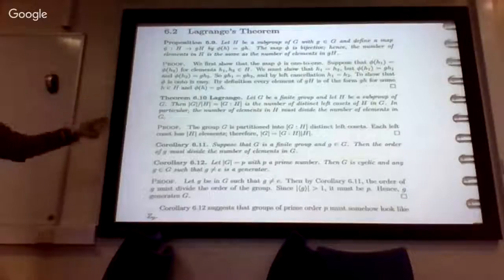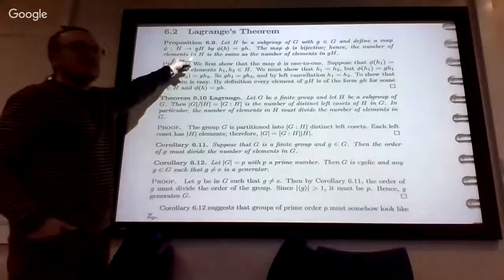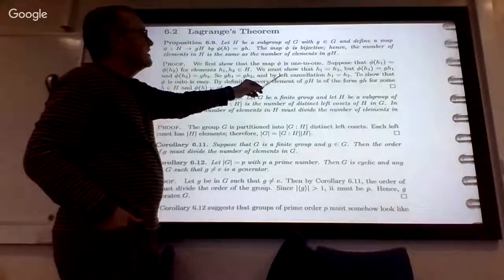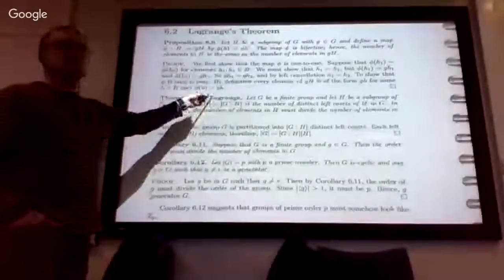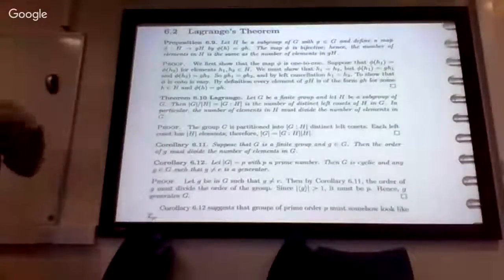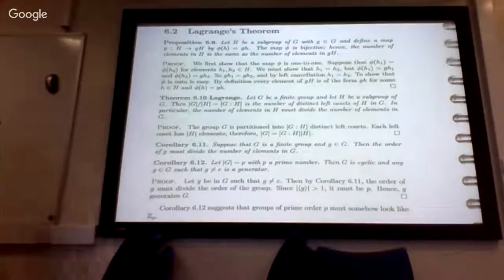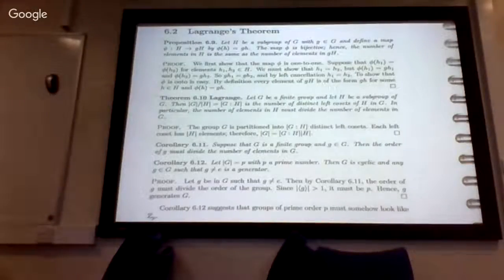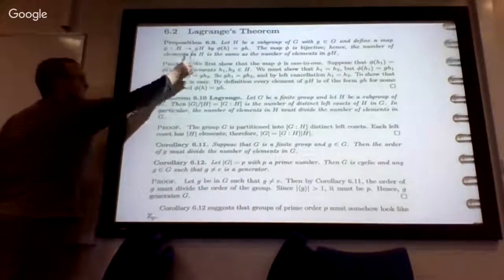Next, we must show that it's onto. Well, by definition, it's onto. The codomain is the left coset, which consists of all elements of the form g times little h. So every element of the coset is g times some little h, which is phi of h. By construction, it's naturally onto, just by definition of what it is. So it's one-to-one and onto. Therefore, the two sets, the domain and the codomain, have the same number of elements.